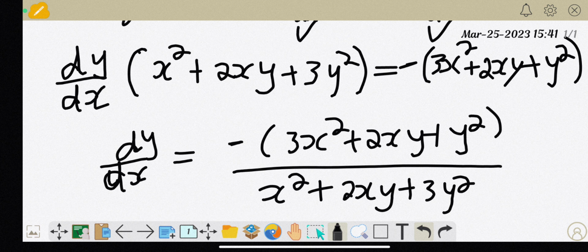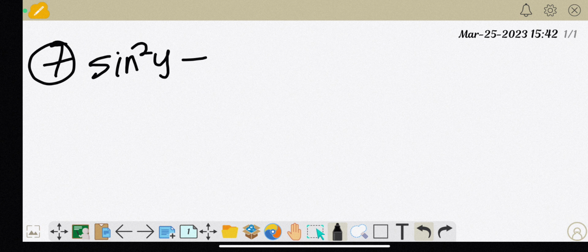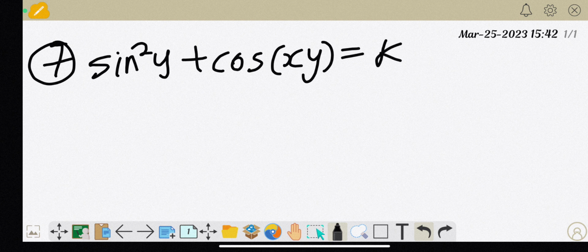So you understood this, right? How to solve these kinds of problems. Yes, sir. Now question number 7. How can we solve question number 7? The question is sine square y cos of xy is equal to k. Now see here, inside it is a function of both x and y, correct?